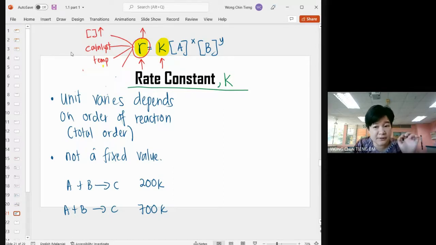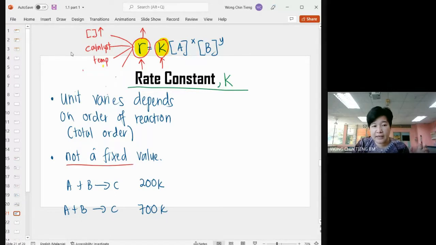Dah masuk lab belum? Alright? Belum masuk lab. Kita akan buat benda ni dalam lab nanti, minggu depan. Okay? So, bila suhu naik, rate tinggi, kadar tinggi, benda tu cepat berlaku. Bila benda tu cepat berlaku, K akan berubah.